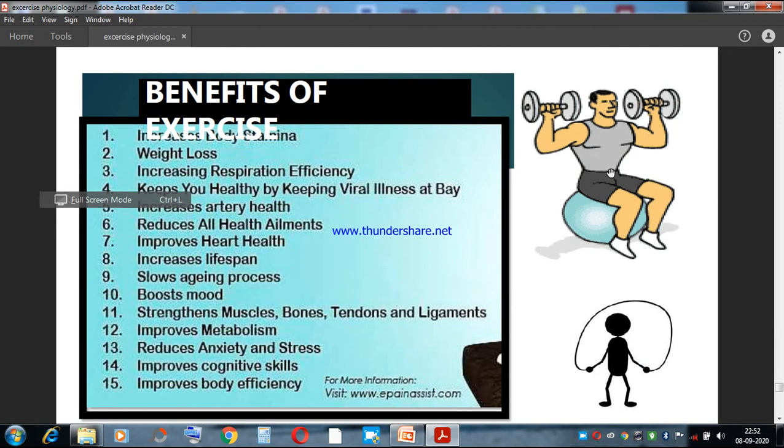Now the benefits of exercise, you all know: weight loss, increased respiratory efficiency. In this corona time, it keeps you healthy and keeps viral illness at bay. It reduces all health ailments, improves the health of the heart, increases lifespan, and slows the aging process. It boosts mood, of course, strengthens muscle, bone, tendon, and ligament, and improves our metabolism. It reduces anxiety and stress, improves cognitive skill, and improves body efficiency.